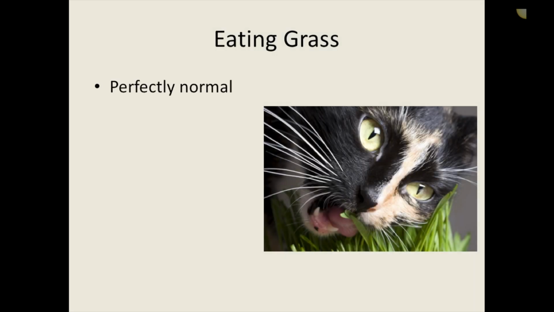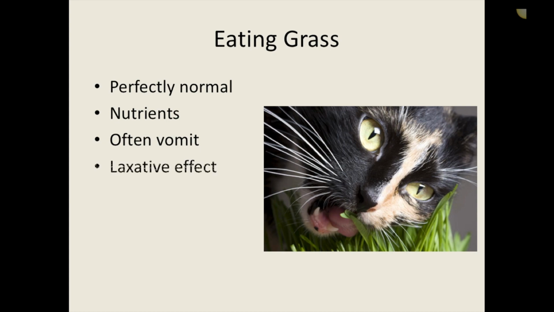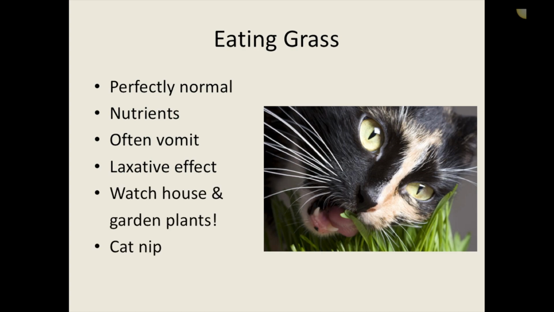Eating grass, we see a lot of cats doing this, and by grass we also mean houseplants. So it's totally normal. It can provide nutrients, often vomit, can cause a laxative effect. So then we always wonder, are cats doing this because they're feeling a bit nauseous and they want to get rid of what's in their system?